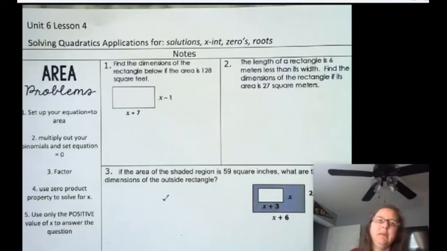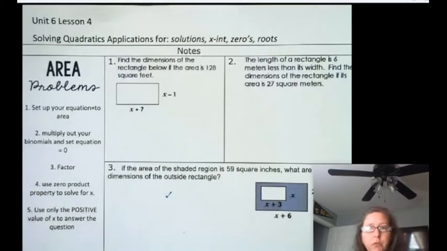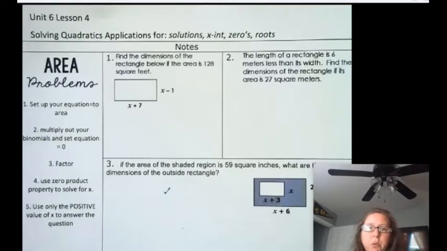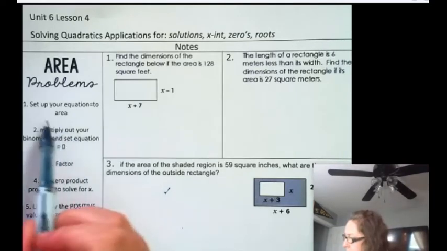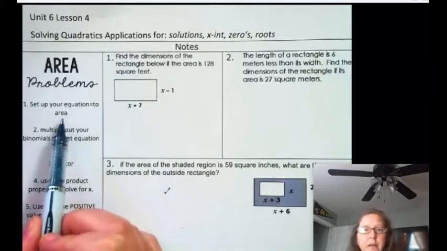Hey kiddos, today we're doing Unit 6, Lesson 4, and this is all applications of just simply finding zeros, okay? So our goal for every different one of our application parts will be to find the value of x. So the first thing for area models that we always need to do is set the equation equal to the area that they give you.